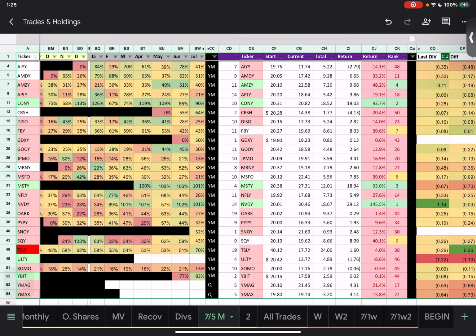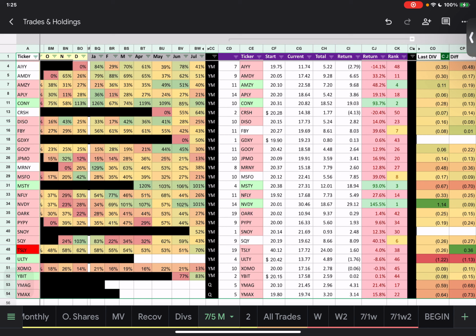But that's Ulti, YMAG, and YMAX haven't paid out this month. So those aren't even going to be accurate for them, because they don't have a distribution listed yet, which is why those are just negative the amount of the previous distribution.